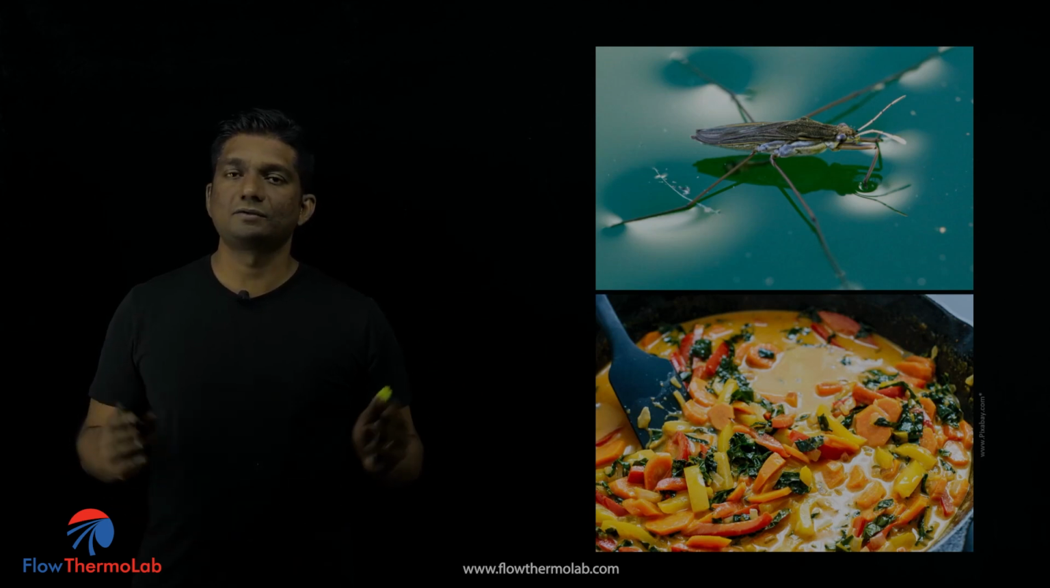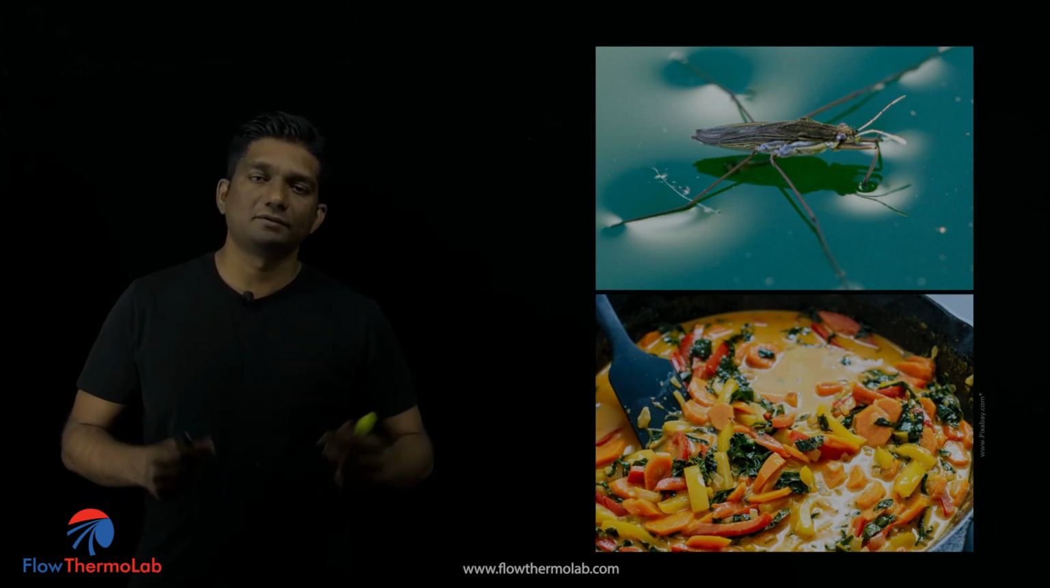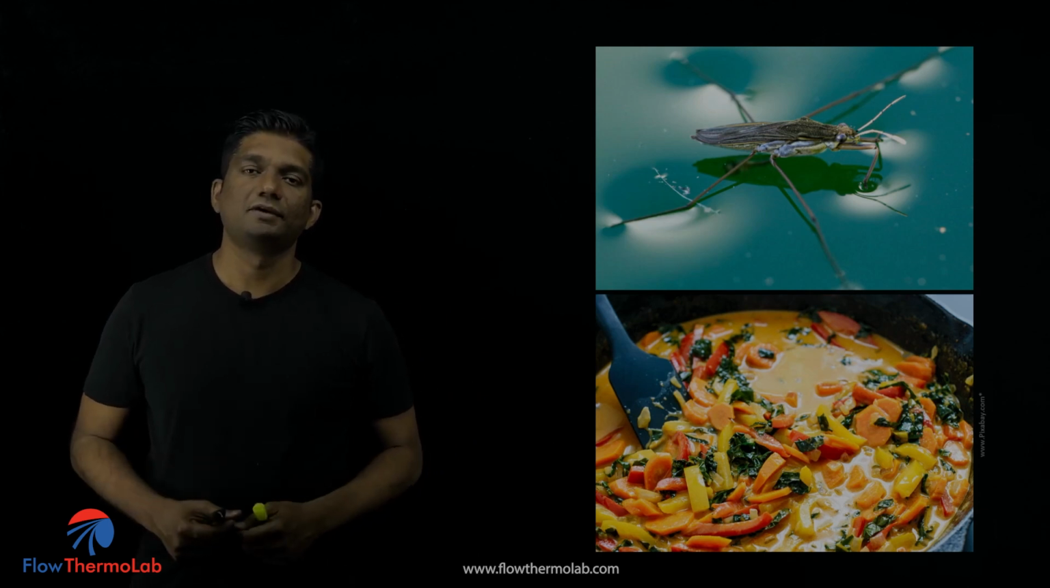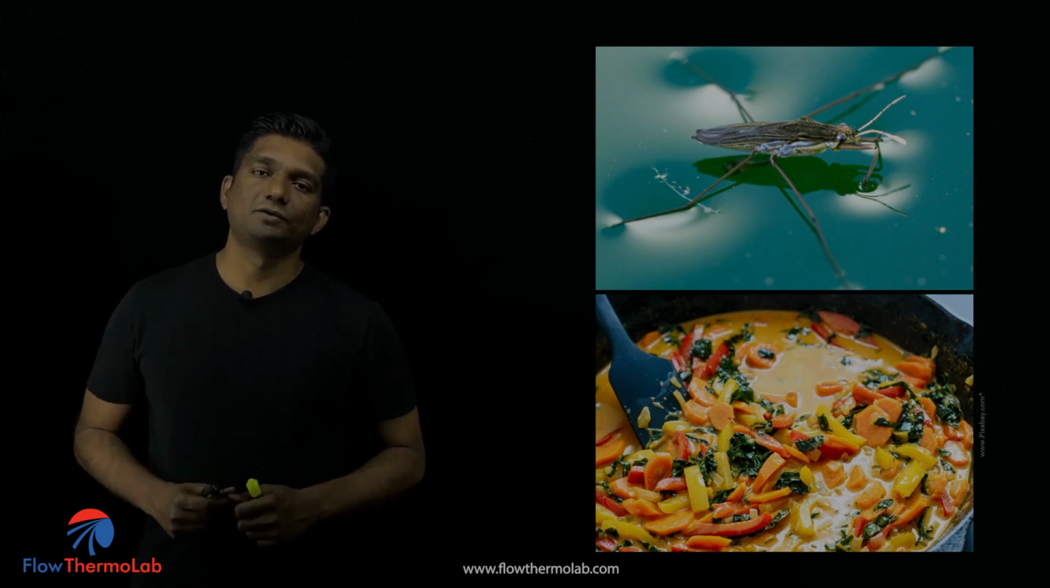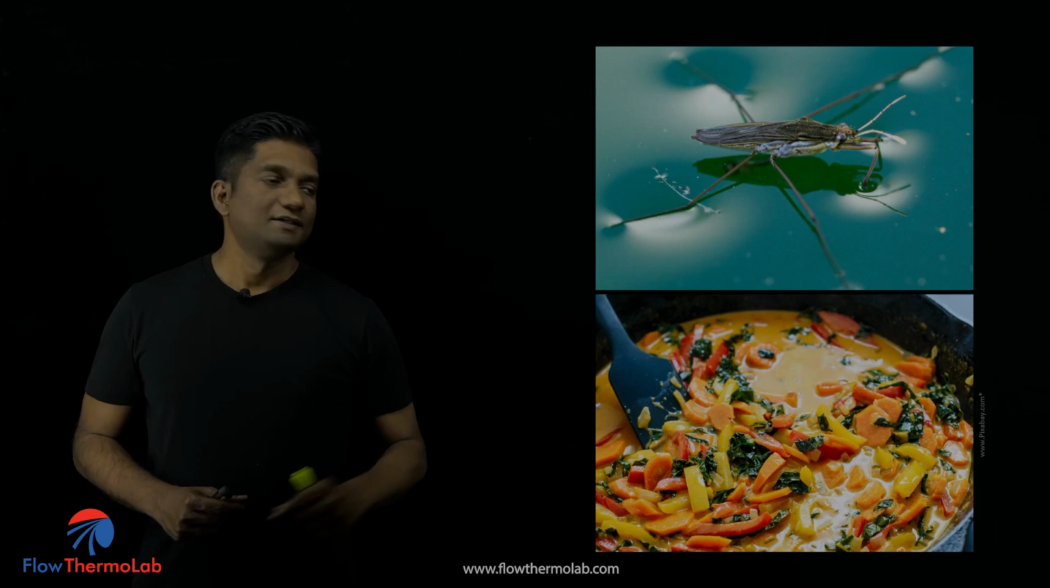Another case is when you cook at a very high altitude, like maybe on the top of the Himalayas or some very high mountain. It will be very difficult to cook, especially vegetables or meat. What is the reason behind this? So let's explore by understanding these two properties in detail.